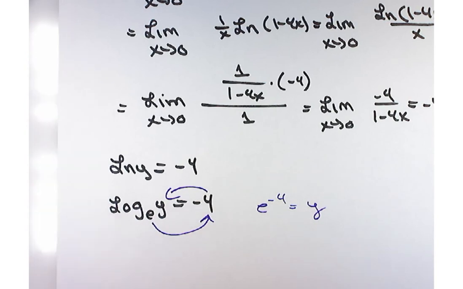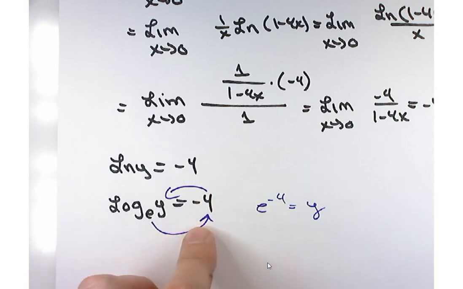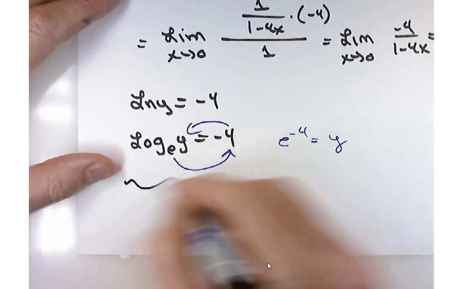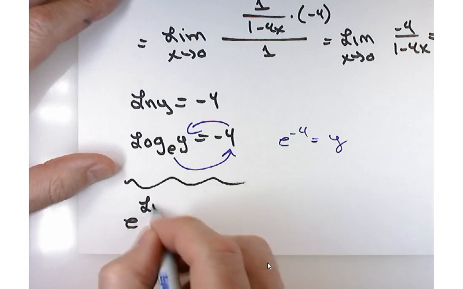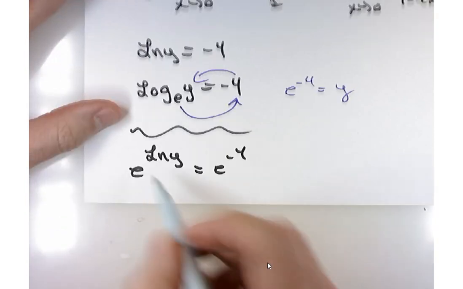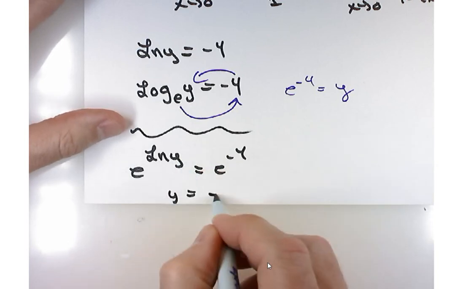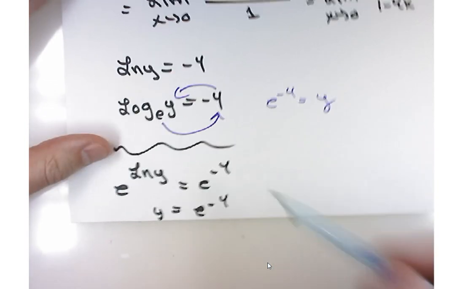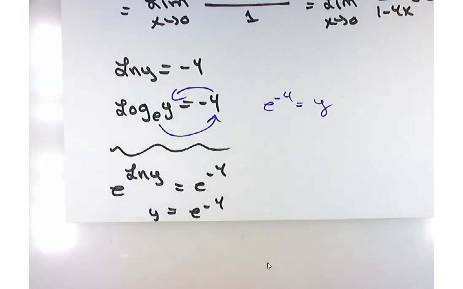Now e to the negative 4 power is going to be pretty small, but it's not going to be 0. Let's look at the graph and see if the graph actually bears this out. So the last step of this is to rewrite this using exponents. Another way to think of that, you could do e to the ln of y equals e to the negative 4, and then these two things cancel each other out.